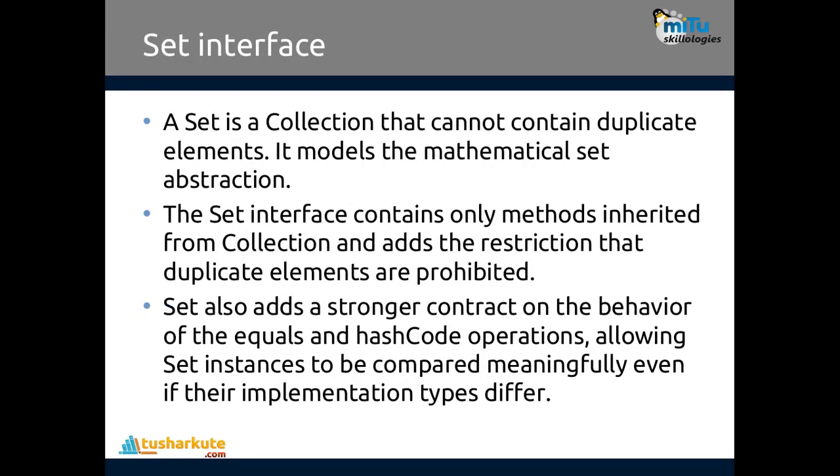Now let's go for the second type of interface, which is called the set interface. Set is a collection that cannot contain duplicate elements in it. It models the mathematical set abstraction. The set interface contains only methods inherited from collection and adds the restriction that duplicate elements are prohibited. See, that's the main property that set contains. Duplicate elements are prohibited. A single copy is considered a single copy, and 10 copies are also considered a single copy. Set also adds a stronger contract on the behavior of equals and hashCode operations, allowing set instances to be compared meaningfully even if their implementation type differs.